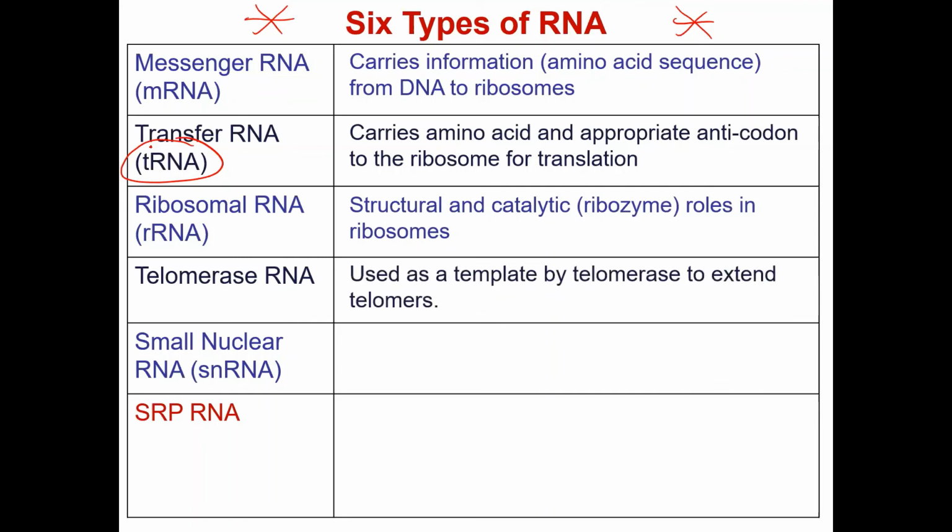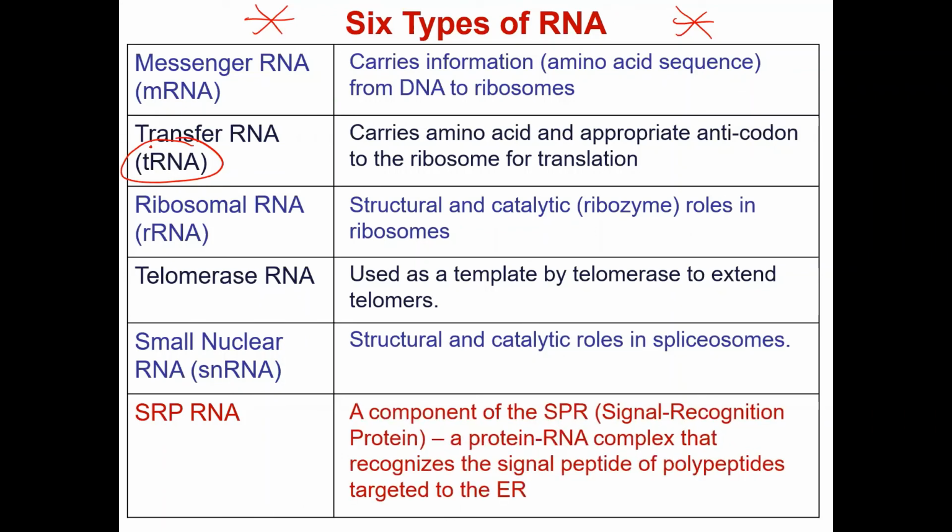Telomerase RNA is used as a template by telomerase to extend the telomeres. Small nuclear RNA has structural and catalytic roles in spliceosomes. And lastly, signal recognition particle RNA. This is a component of the signal recognition particle. And you actually don't need to know that other part.